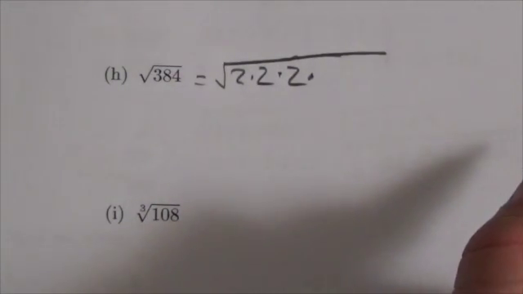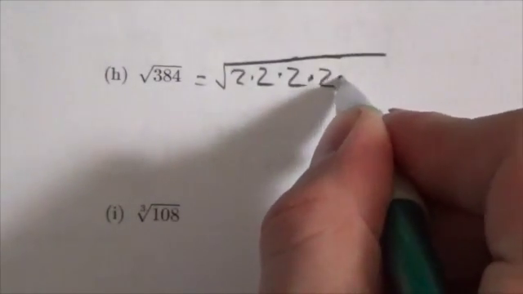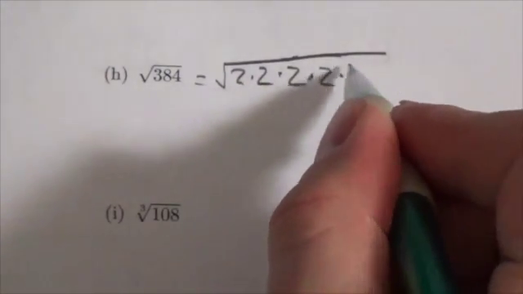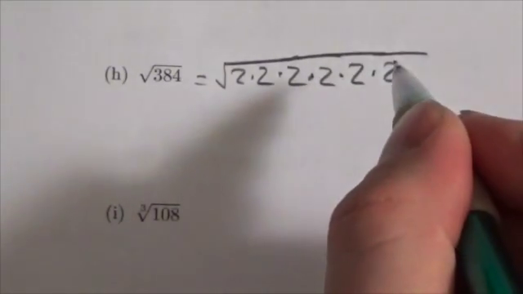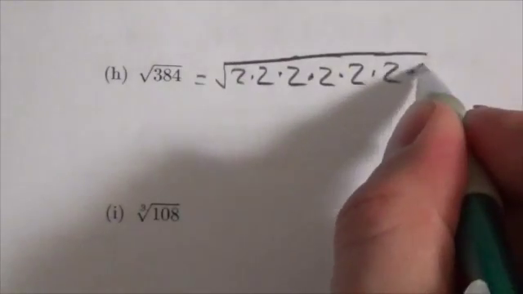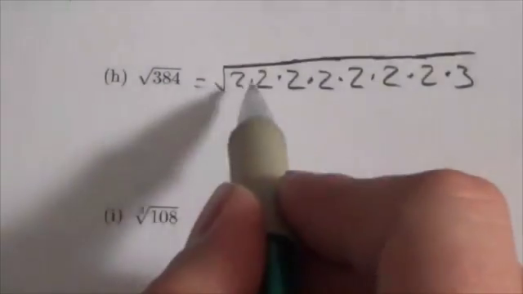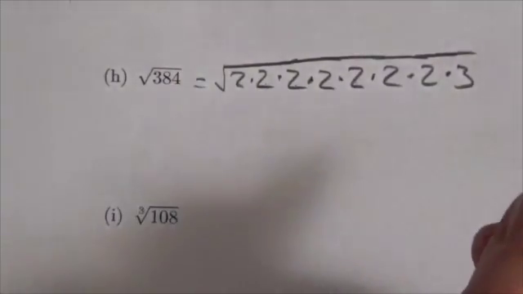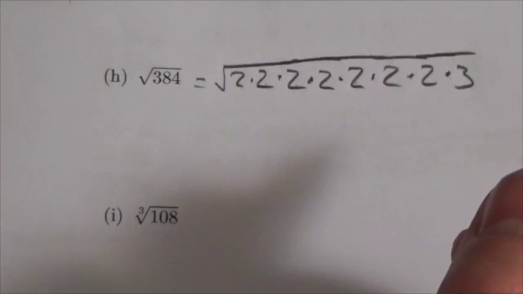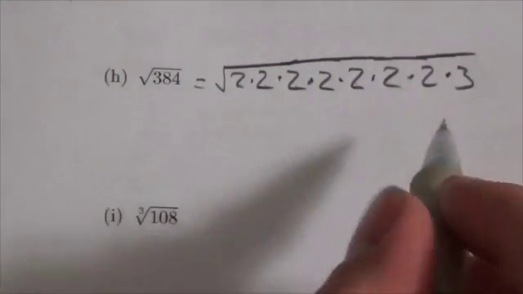48 is divisible by 2, so I just keep going. I get 24. I know 24 is divisible by 2. I get 12. I know 12 is divisible by 2. I get 6, which is divisible by 2, and then there's a 3. Now I'm just going to double check this. 2 times 2, so it's 1, 2, 3, 4, 5, 6, 7. So 2 to the 7 times 3. Do I actually get 384? I do, so that is correct.